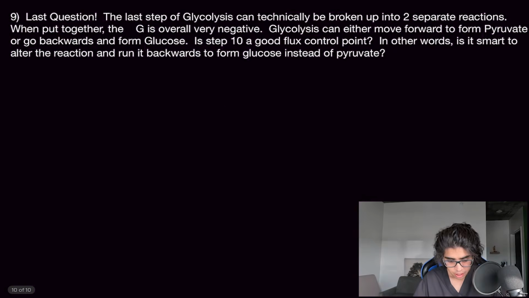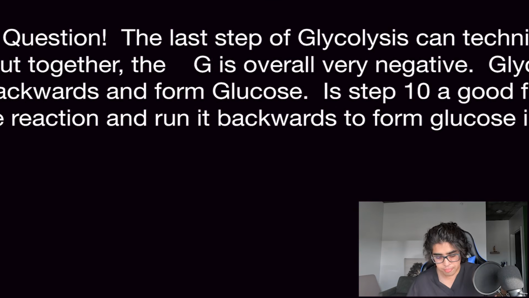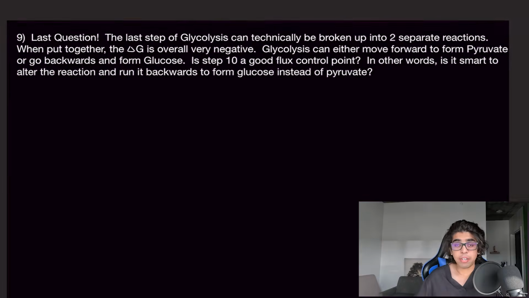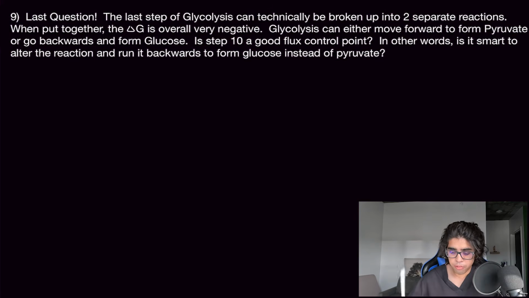Last question. The last step of glycolysis can technically be broken up into two separate reactions. When we put this together, the delta G value is overall negative, very negative. Glycolysis can either move forward to form pyruvate or go backwards to form glucose. Is step 10 a good flux control point? In other words, is it smart to alter the reaction and run it backwards to form glucose instead of pyruvate? The answer is no, it's not smart.